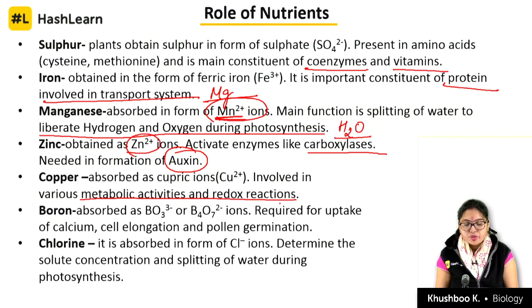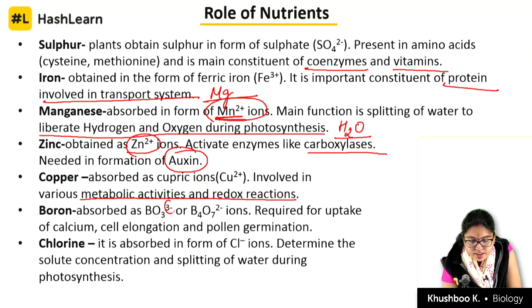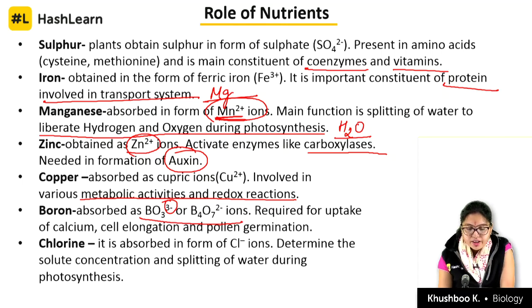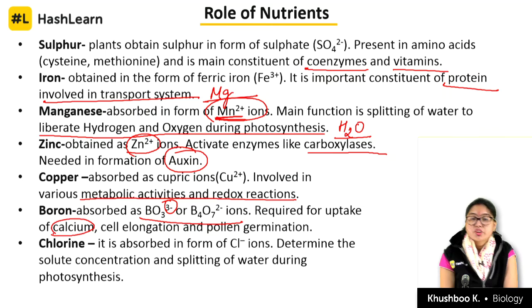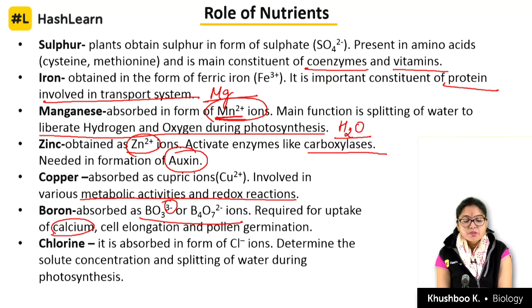And then we have boron. Boron is absorbed as BO3 3-, that is the charge, or B4O7 2-. So these two ionic states you should remember, and it is required for uptake of calcium. So even though it's a micronutrient, it becomes important. Why? Because it is necessary for absorption of what? Absorption of calcium, which is a macronutrient.